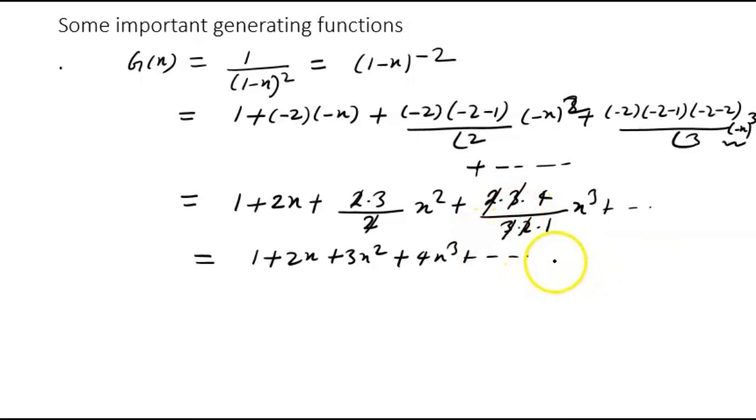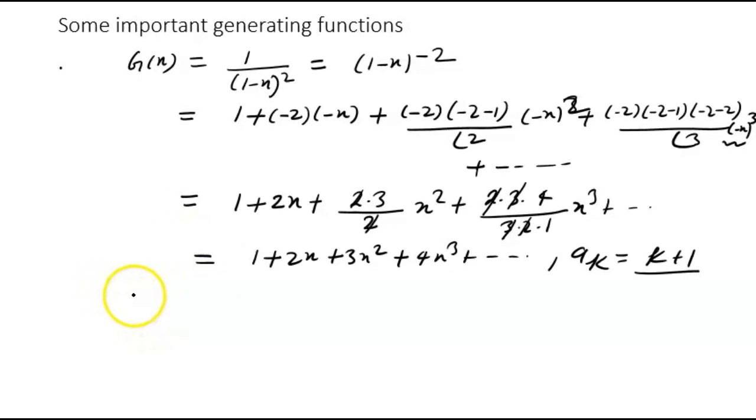So we are able to generate a sequence whose general term, if I write a_k, is equal to k plus 1. So to generate k plus 1 terms, we have to use this generating function. I hope it is making sense to you. I will be taking two more important kinds of generating function.